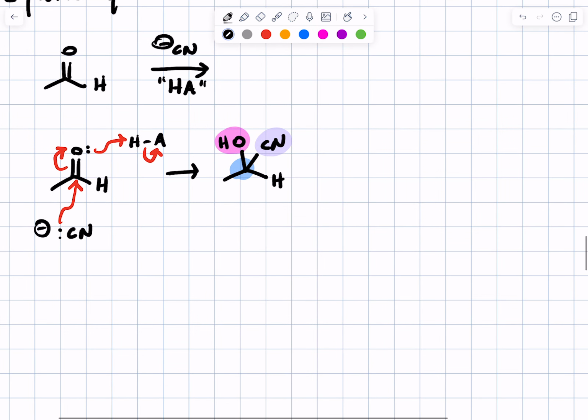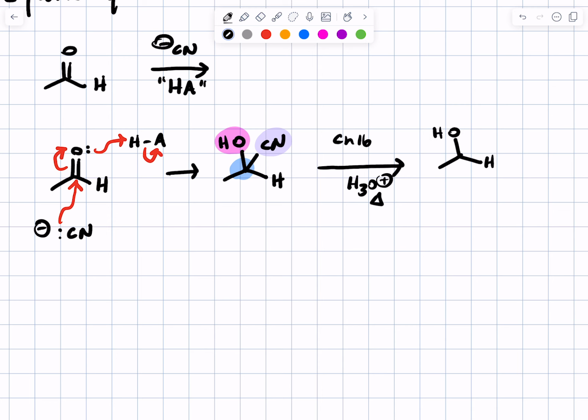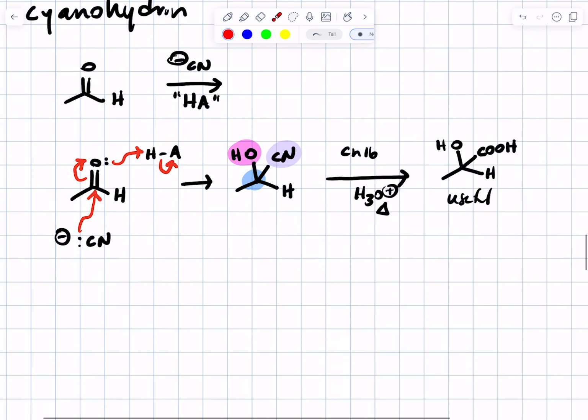The reason your text does this is that cyanohydrins themselves are useful later on in chapter 16. We will learn that you can use a strong acid and heat to convert the CN into a carboxylic acid group. And that's a useful product. So we're introducing cyanohydrin formation at this stage so that we can do some other interesting things later on.